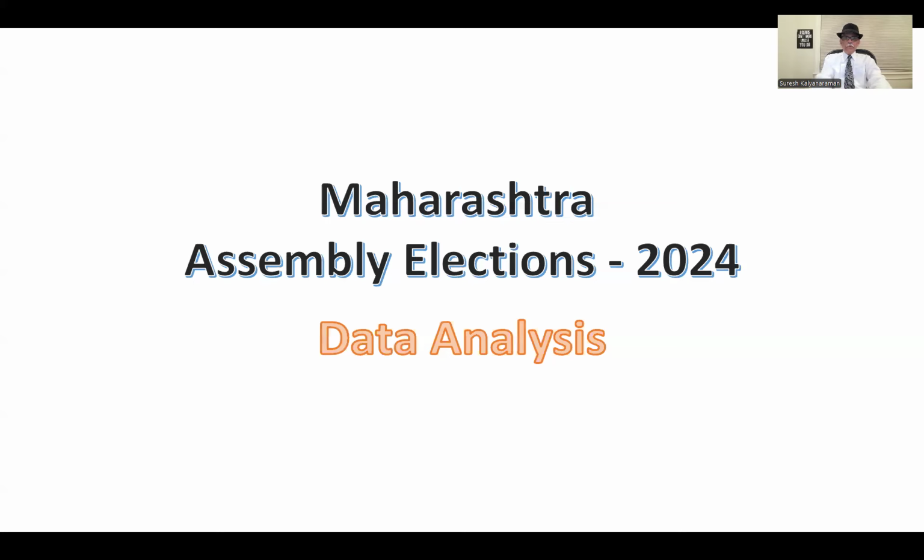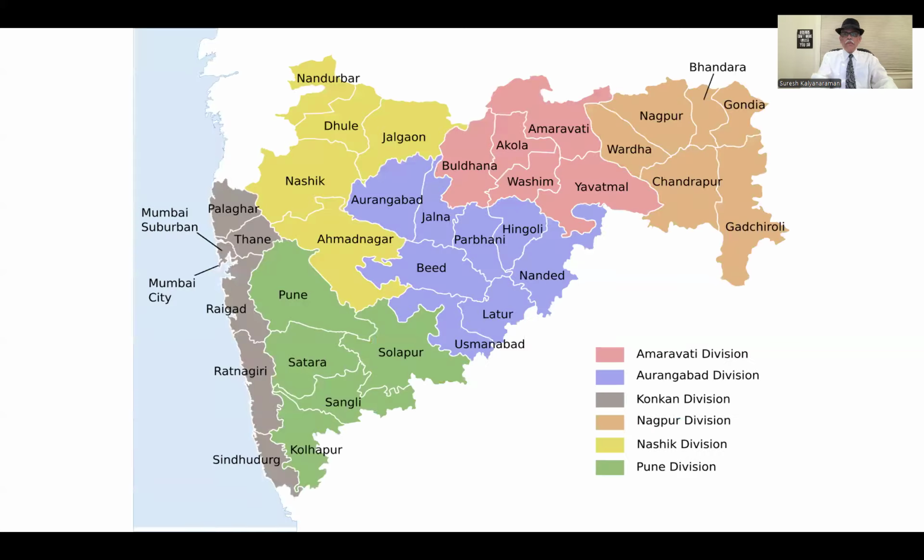There we go. We're going to perform a data analysis on the Maharashtra Assembly elections. This is the map of the state of Maharashtra. And as you can see, there are 6 divisions: Amaravati, Aurangabad, Konkan, Nagpur, Nashik, and Pune.